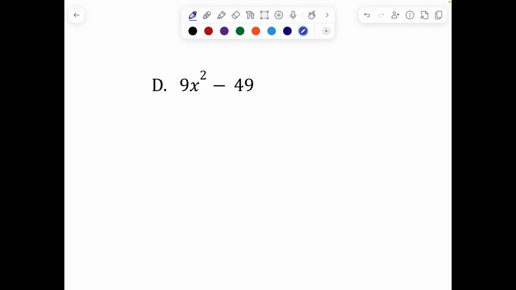D, we have 9x squared minus 49. First thing I always want to do is check to see if that is a difference of squares. And it is. My A would be equal to 3x. My B would be equal to 7, so that's just taking our square roots. So when I factor this, this would just be 3x plus 7 times 3x minus 7.